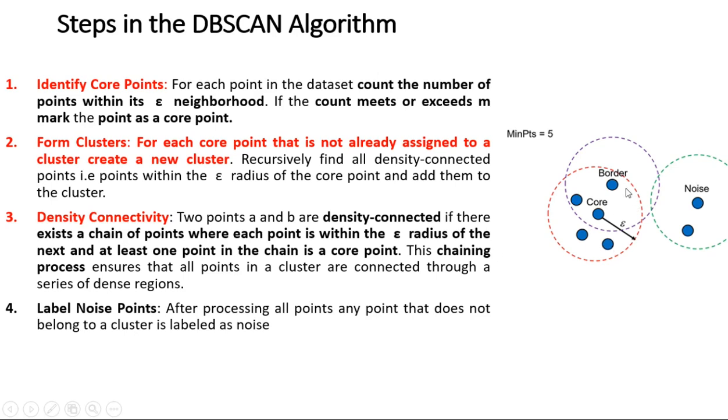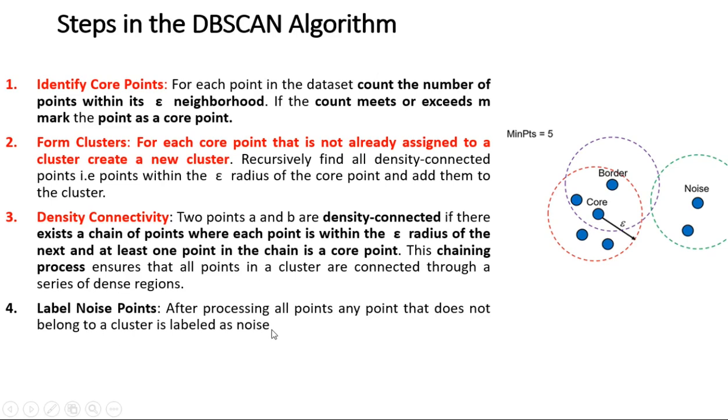Now if I try to go from here to here, there are no data points inside and no core point inside, so these two points are not densely connected. If I see from here to here, there are no data points between them and no core point at all, so they are not densely connected. So dense connectivity means that if you are trying to establish connectivity from point A to point B, you should have a chain of connectivity where at least one point is a core point.